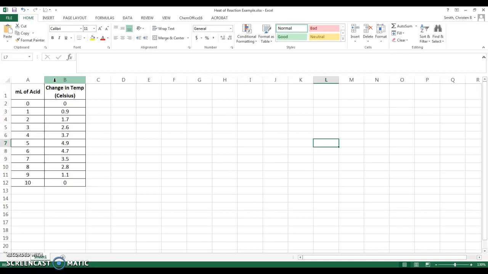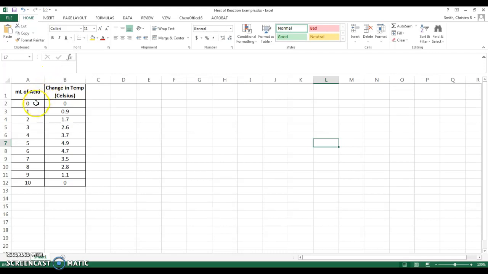In the B column is my Y variable, and here I'm looking at the change in temperature in degrees Celsius. You'll have to subtract your initial temperature from the final temperature that you reached for each trial that you did. I also added some 0 points in my data set.